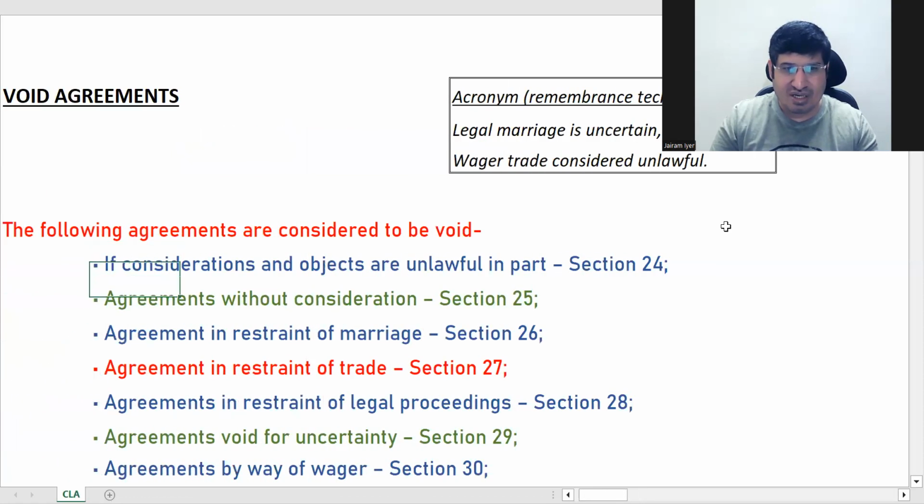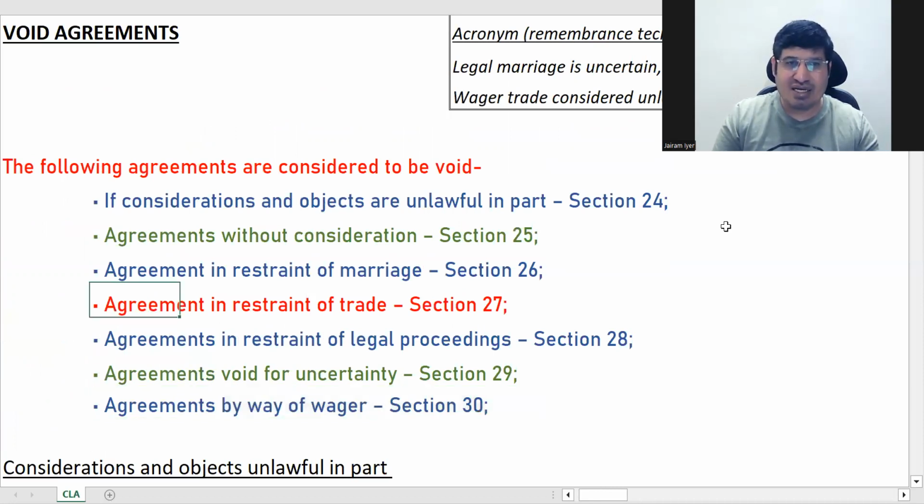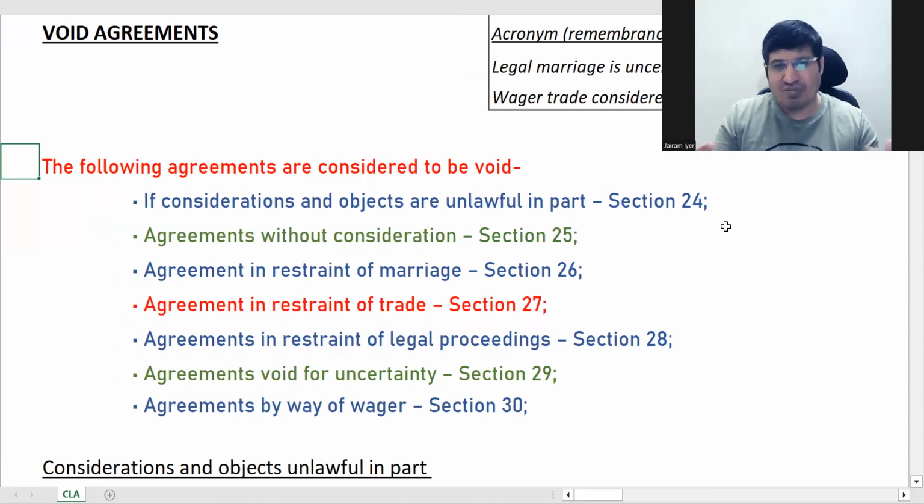So here, wager trade considered unlawful: agreements by way of wager, restraint of trade, consideration, and this is unlawful in part. And legal at first was legal proceedings. This is how you can remember it, or you can have your own better method of remembering. That's fine. So these are what we are going to consider now.